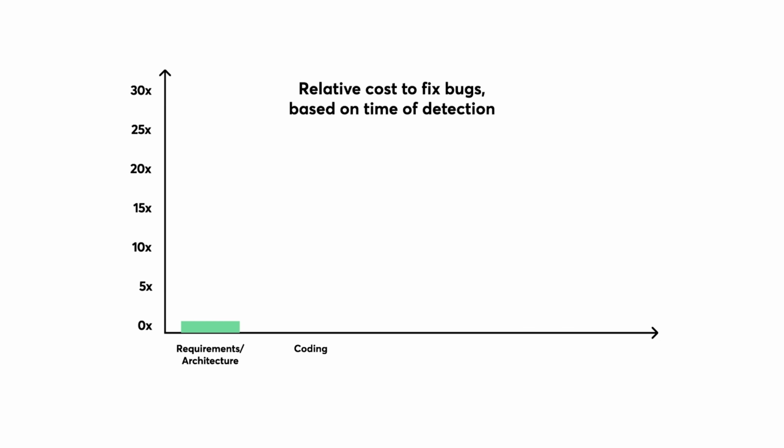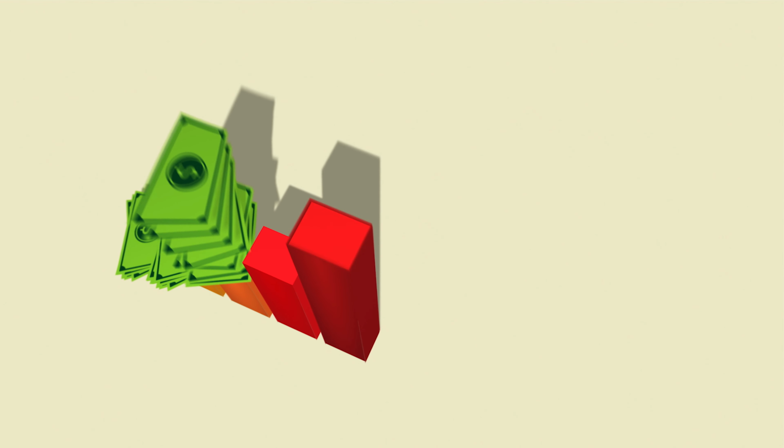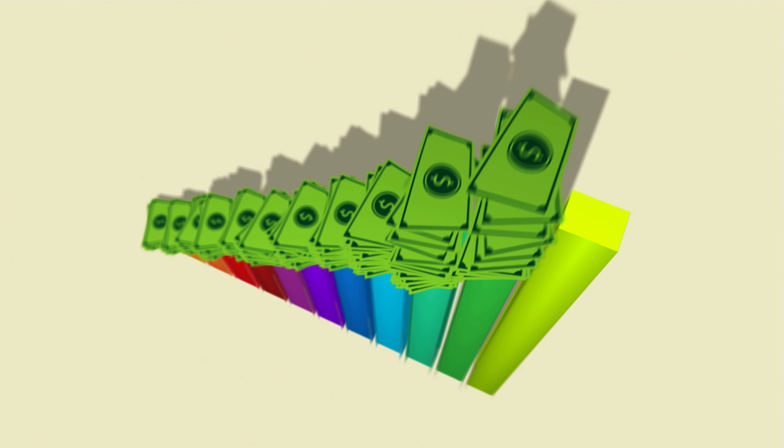Research and industry data show that fixing a bug during the initial design and development phase can be up to 10 times cheaper than addressing the same issue in later stages of development or, worse, in a fully deployed system. The cost of bug fixing tends to increase exponentially as you progress through the software development lifecycle.